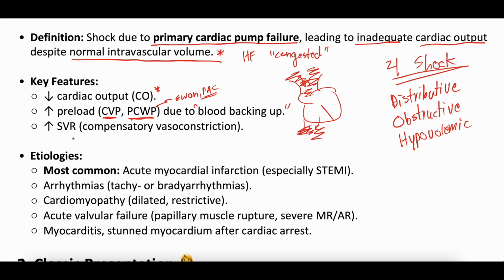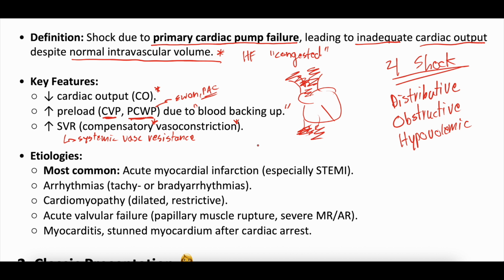You also get a high SVR. SVR stands for systemic vascular resistance. And for the sake of this episode, you can think of this as kind of vasoconstriction. So a high systemic vascular resistance means there's vasoconstriction. And the body vasoconstricts to try to maintain the blood pressure because that cardiac output drops, which then leads to lower mean arterial pressures, and your body's like, oh shoot. So it vasoconstricts to try to maintain that mean arterial pressure.